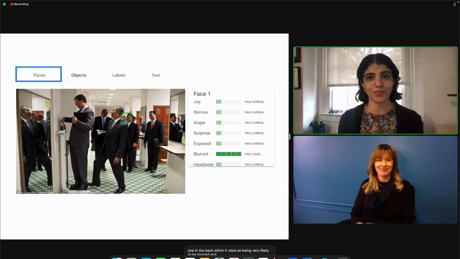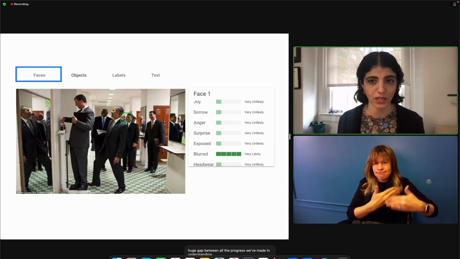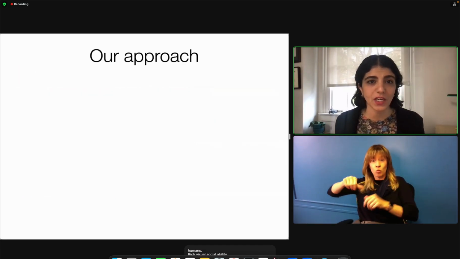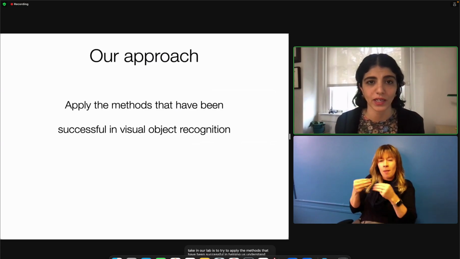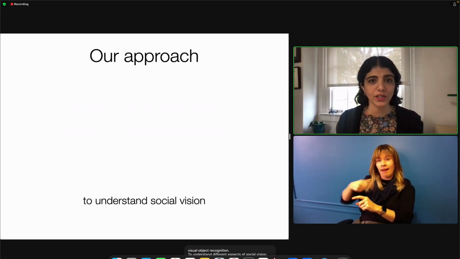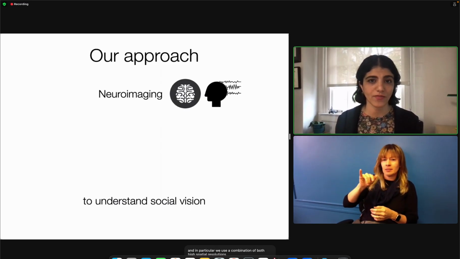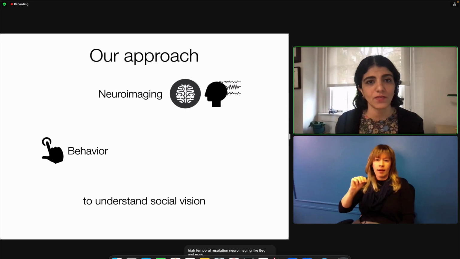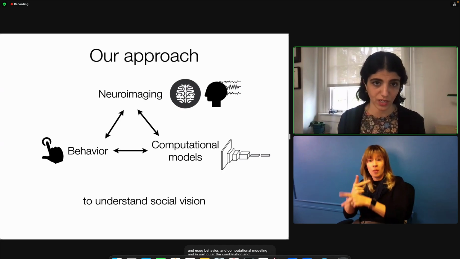I think what this example illustrates is the huge gap between all the progress we've made in understanding visual object recognition and humans' rich visual social abilities. So the approach we take in our lab is to try to apply the methods that have been successful in helping us understand visual object recognition to understand different aspects of social vision. In particular, we use a combination of both high spatial resolution neuroimaging like fMRI and high temporal resolution neuroimaging like EEG and ECoG, behavior and computational modeling, and in particular, the combination and comparison of these different types of methods.